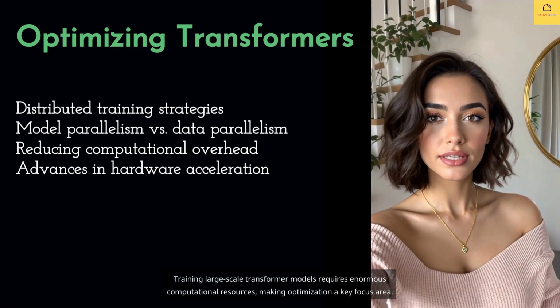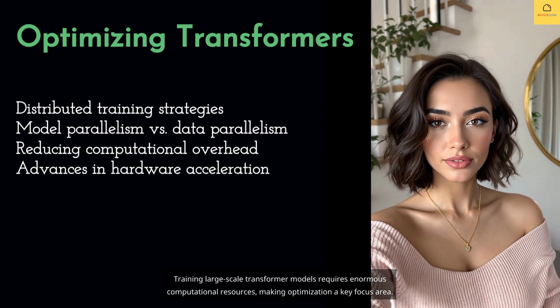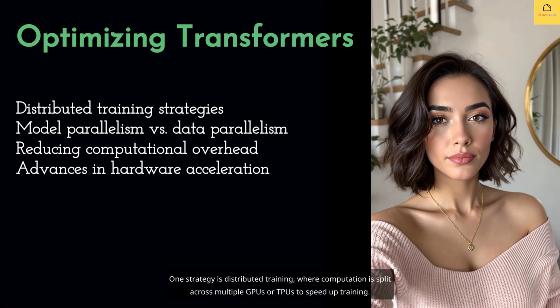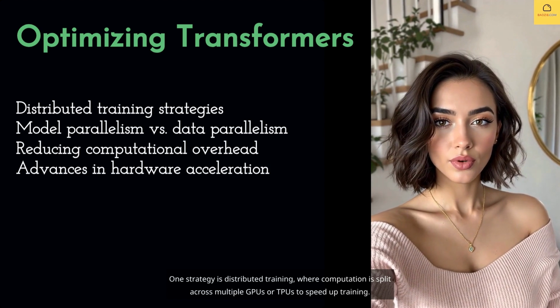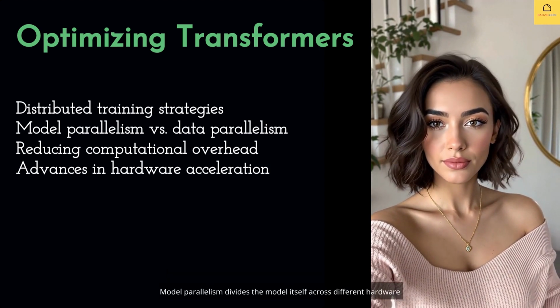Training large-scale transformer models requires enormous computational resources, making optimization a key focus area. One strategy is distributed training, where computation is split across multiple GPUs or TPUs to speed up training.